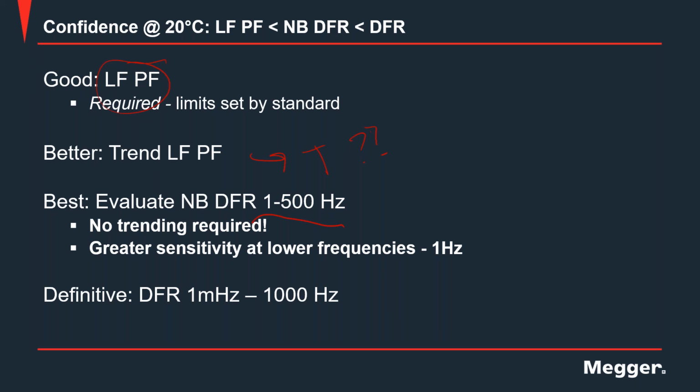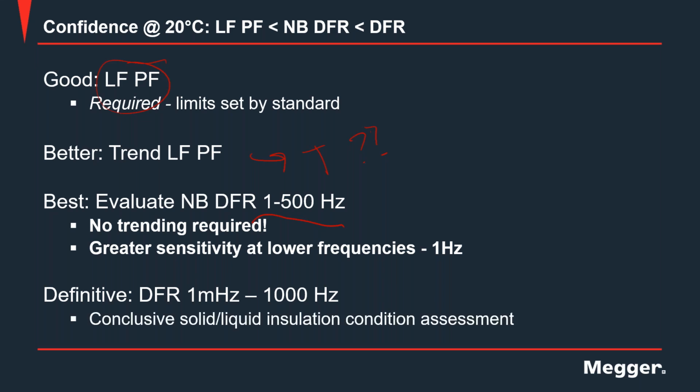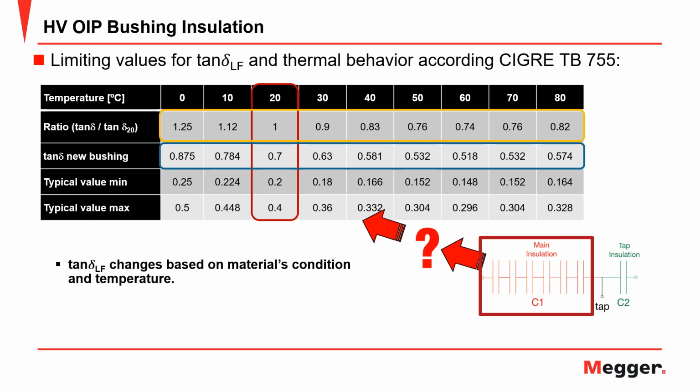And at the end, a definitive way to assess the condition of your high voltage bushing or extra high voltage bushing will be with a full spectrum DFR test that can go from 1 millihertz all the way up to 1,000 hertz. Okay, this is the conclusive solid-liquid insulation condition assessment.